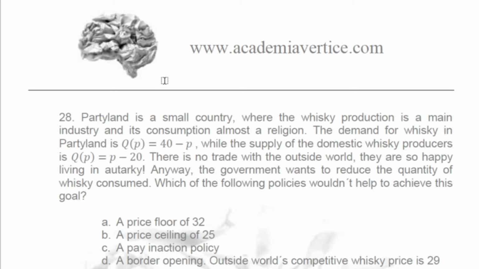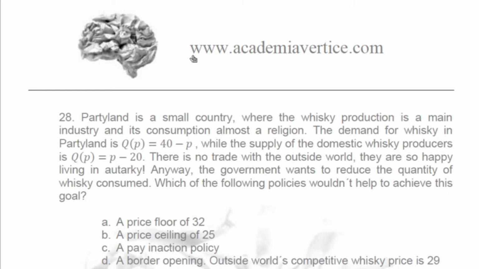Okay, I mean, we have to read properly. Pariland is a small country where whiskey production is a main industry and its consumption almost a religion. The demand for whiskey in Pariland is Q equal to 40 minus P, while the supply of the domestic whiskey producers is Q equal to P minus 20. There is no trade with the outside world. They are so happy living in autarky. Anyway, the government wants to reduce the quantity of whiskey consumed. Which of the following policies wouldn't help to achieve this goal?